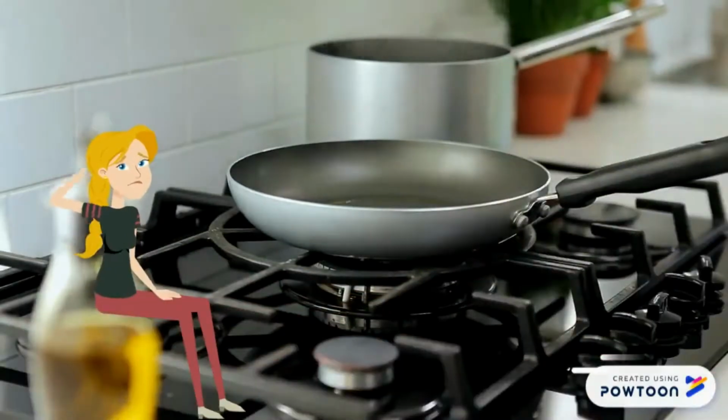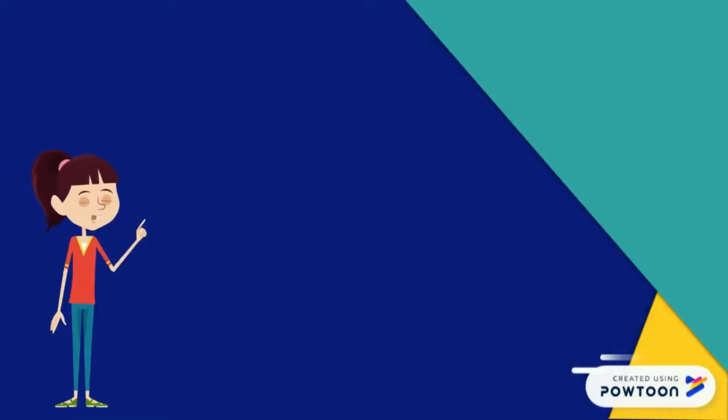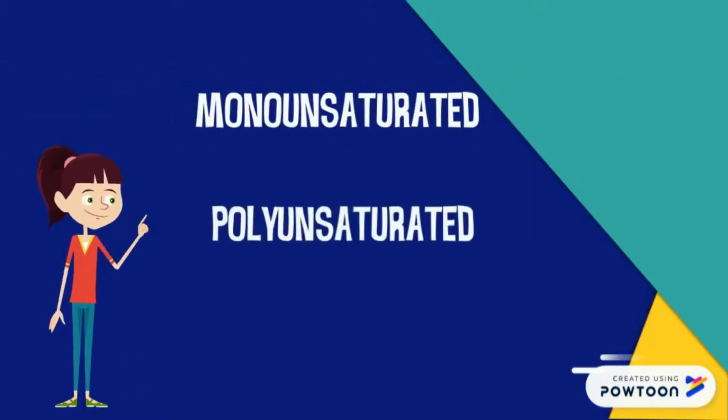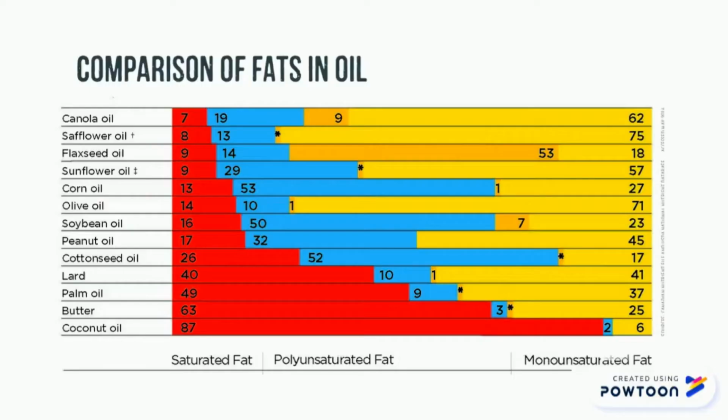All cooking oils are composed of 3 different types of fatty acid: monounsaturated, polyunsaturated, and saturated fatty acid. Each oil is categorized based on which fatty acid is most prominent in it. Different oils have different qualities that make them better for certain uses.